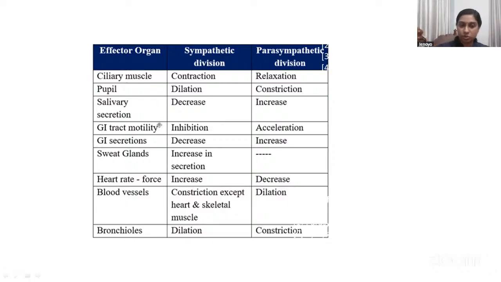And GI tract motility inhibition. Okay. Inhibition, and in parasympathetic, it's an acceleration. And GI secretion. Basically, secretions will increase in parasympathetic stimulation. Okay. Blood vessels, what happens is constriction, thereby increase in BP occurs.